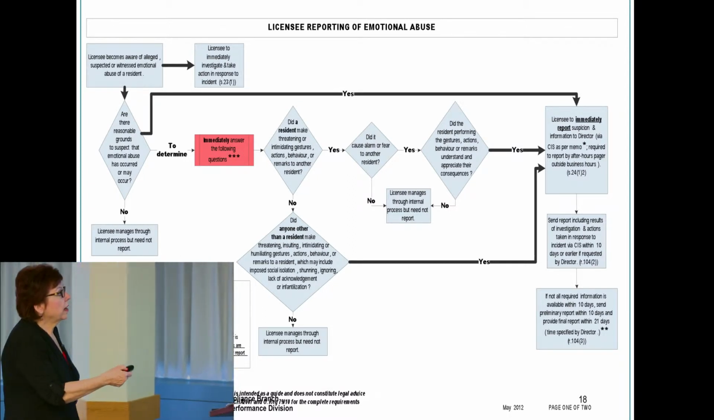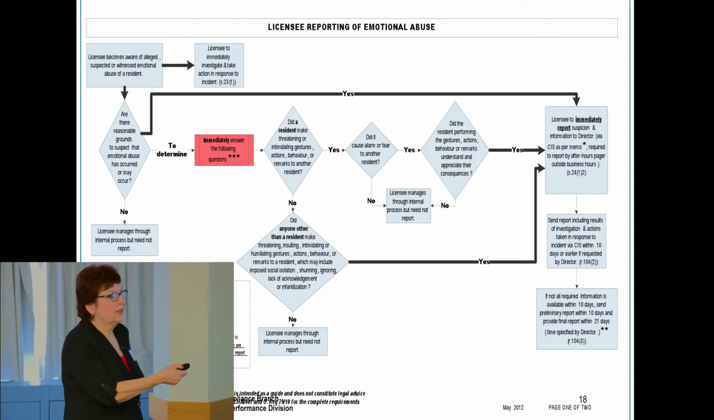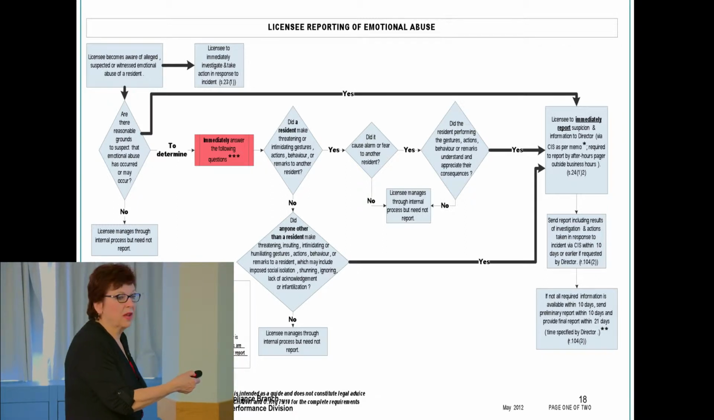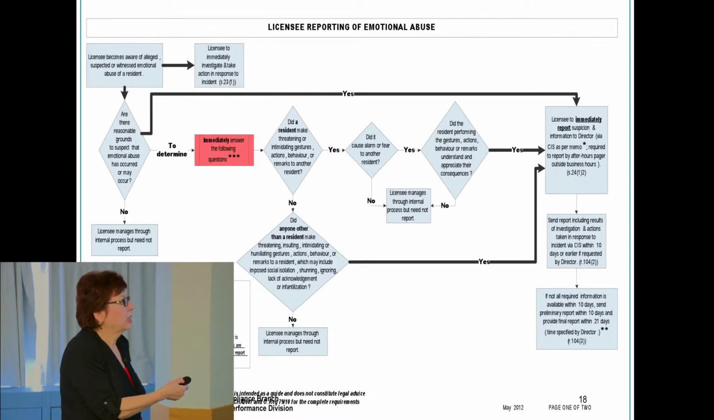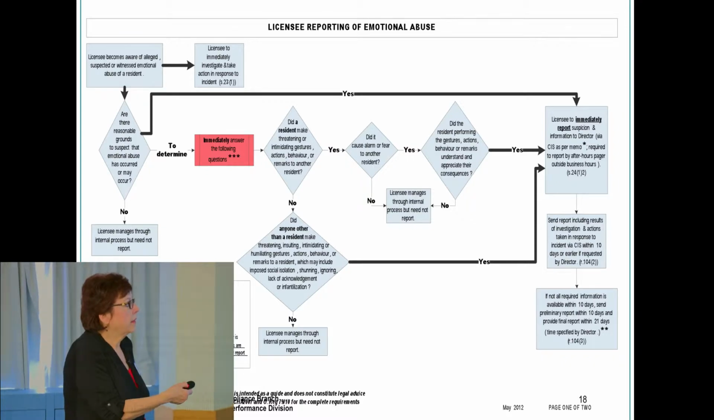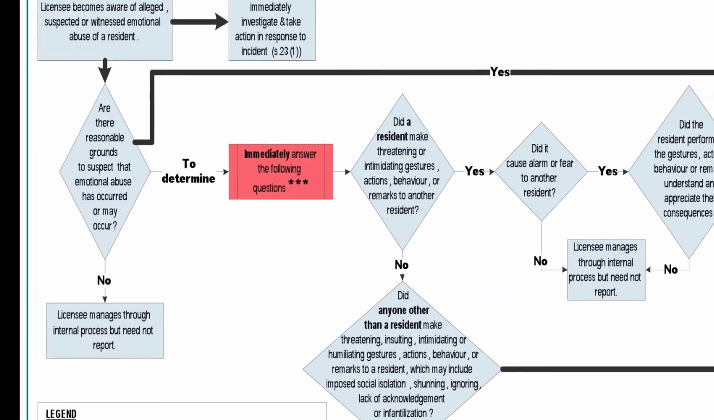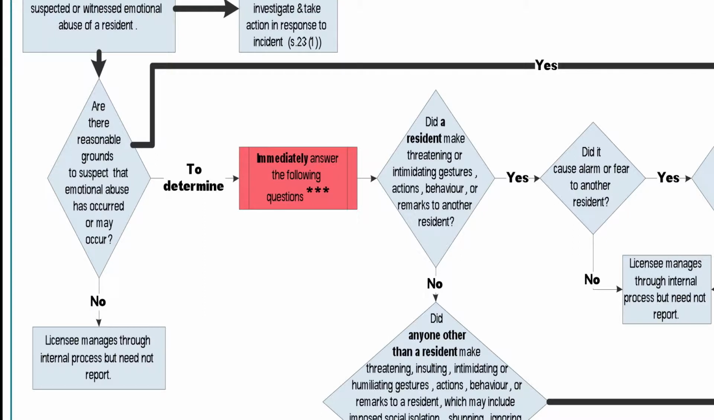Let's put ourselves in that different point of view. It's like the movie set. We're now the point of view of the person in the long-term care home. Somebody has come to them and said, I suspect, or I think, or I witnessed that a resident was emotionally abused. To decide about reporting, remember the basic reason for these charts is to help the licensees decide what they need to report to the ministry. So the basic question: are there reasonable grounds to suspect that emotional abuse has occurred or may occur?